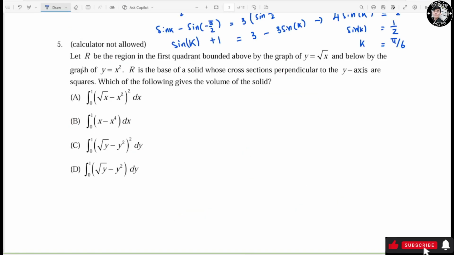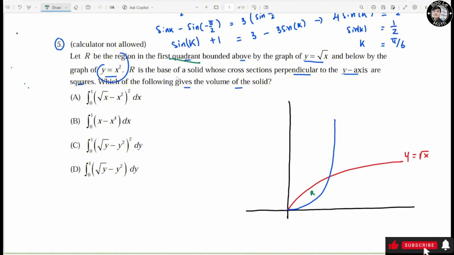Now let's move on to question 5. Let R be the region in the first quadrant bounded above by the graph of y equals square root of x and below by the graph of y equals x squared. R is the base of a solid whose cross-sections perpendicular to the y-axis are squares. Which of the following gives the volume of the solid? Alright, so let's get the figure.